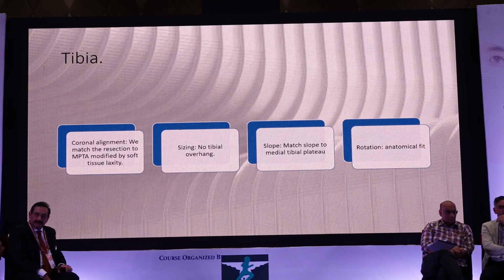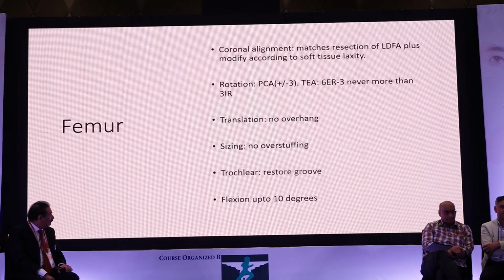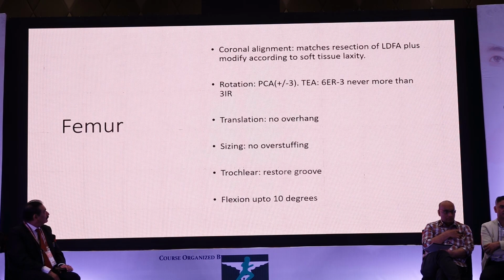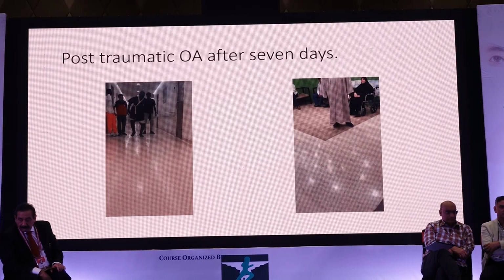In coronal alignment, we match the resection to the MPTA, which is the medial proximal tibial angle. So no tibial overhang, match the slope to the native slope of the patient, anatomical fit. In the femur, we are matching it to the lateral distal femoral angle and modifying it according to the soft tissue laxity. And rotations, depending upon whether you're using a posterior condylar axis or transepicondylar axis, there are some numbers. So there is no overhang, no overstuffing, and we restore the trochlea and posterior condylar offset of the femur. That's very important. Posterior condylar offset.